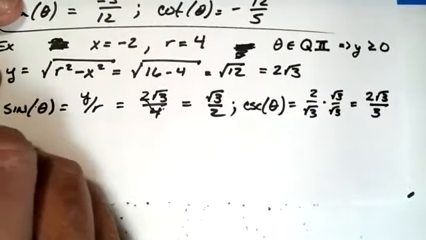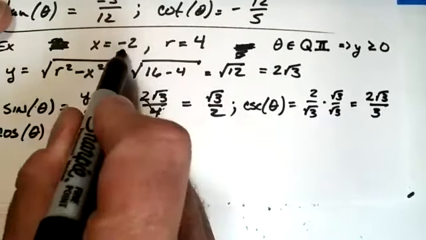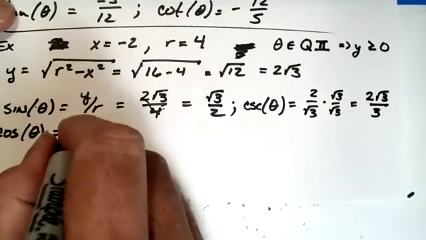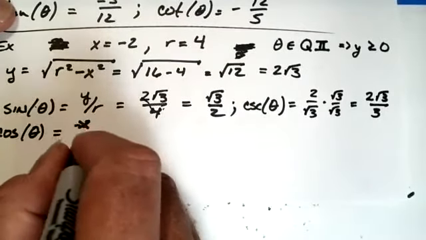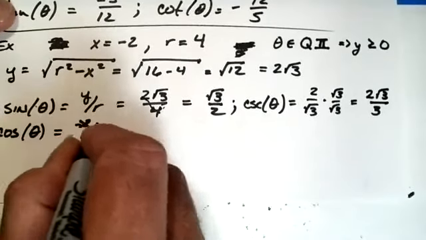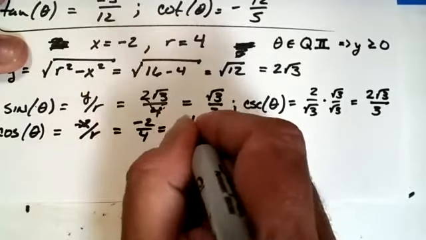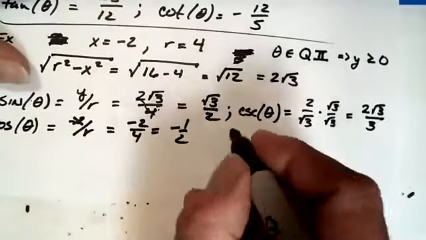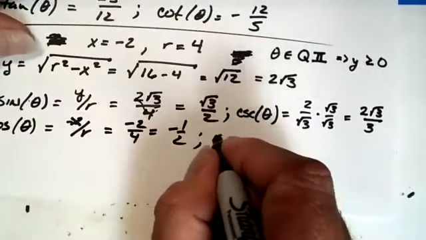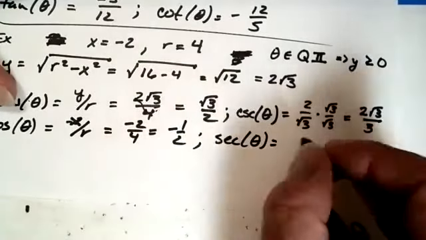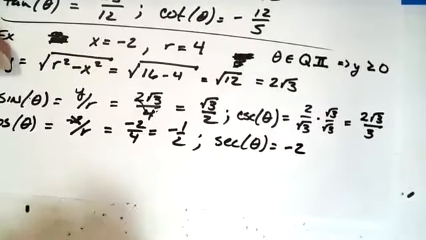Cosine is going to be a lot easier. So cosine of theta is x over r. X over r is negative 2 over 4, which happens to equal negative 1/2. So secant will be equal to the reciprocal of this, which is simply negative 2.